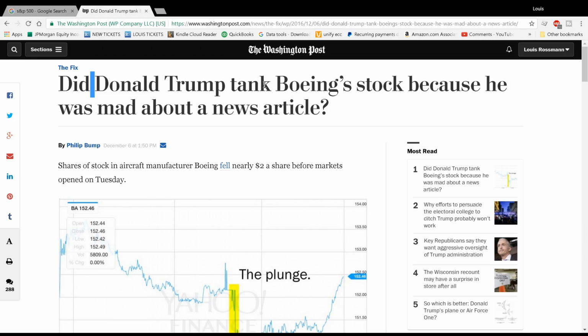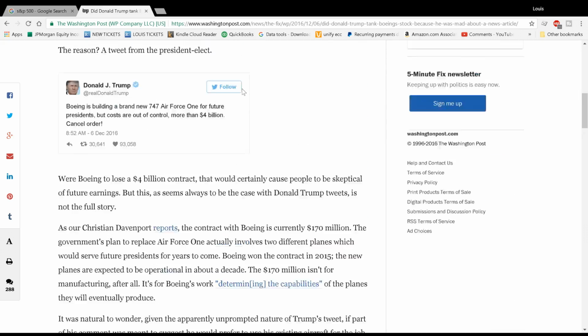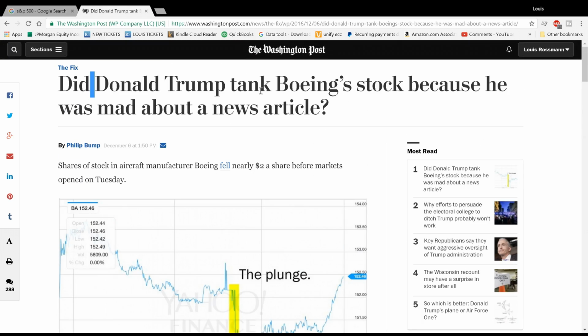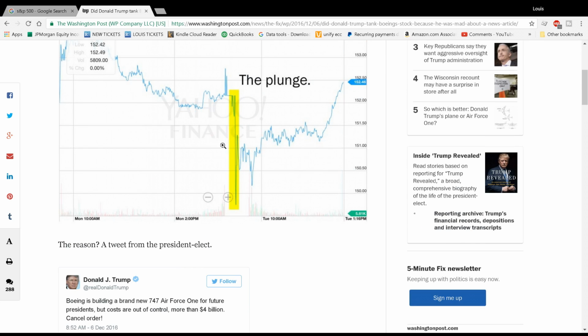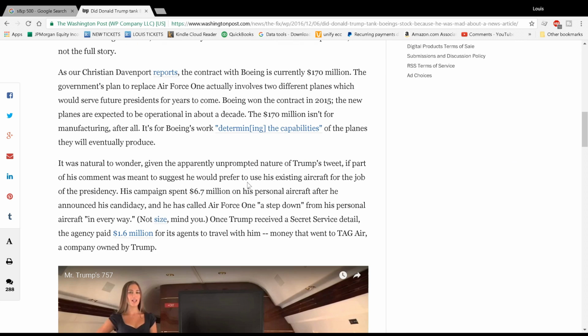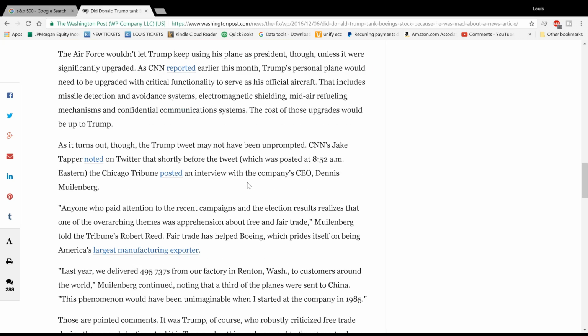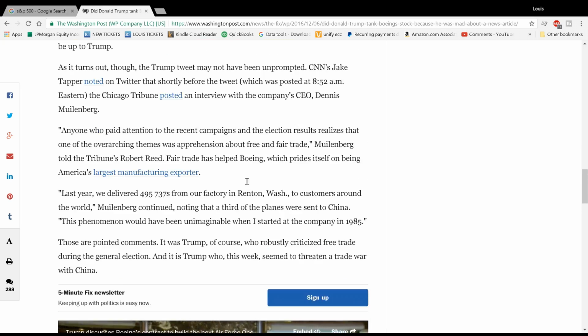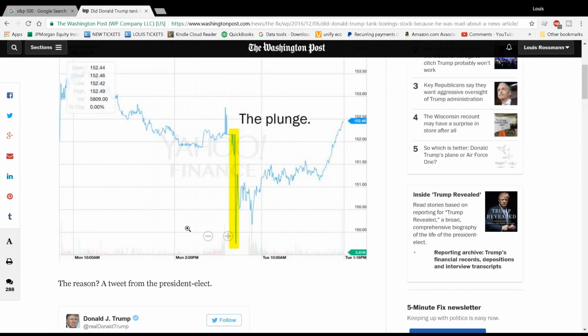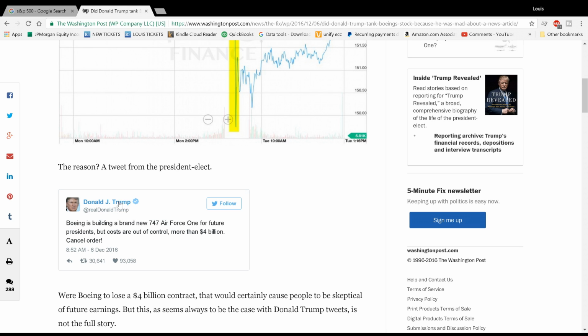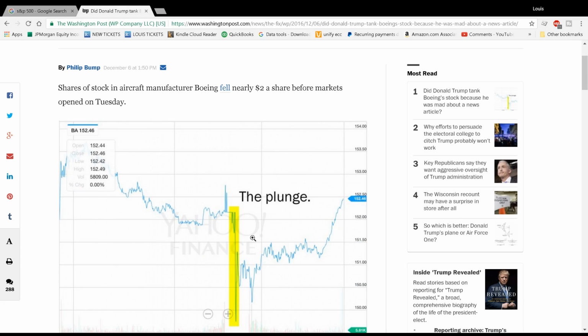So I just thought that I would go through this. They said, did he tank the stock, and they called it a plunge. You could read these articles for yourself. They're popping up all over the internet. Now, I don't have to like Donald Trump or be a supporter of him to realize that this narrative is bull. Let's just go over this for a second.